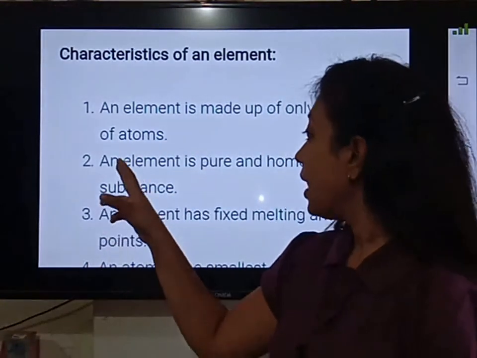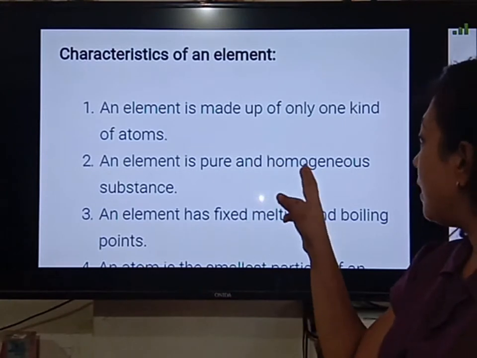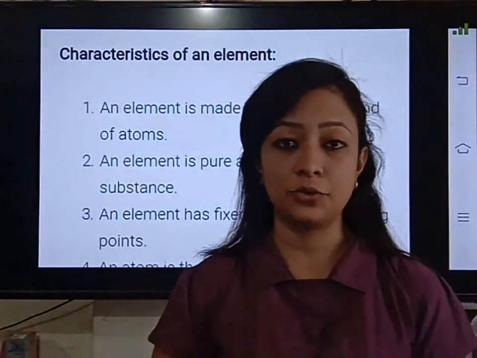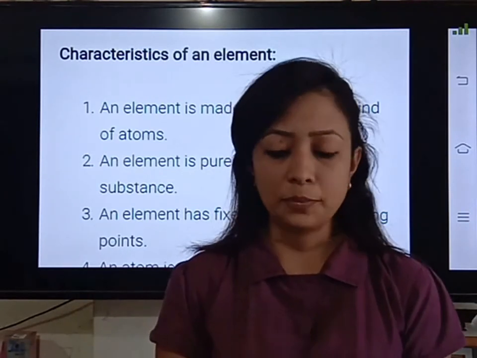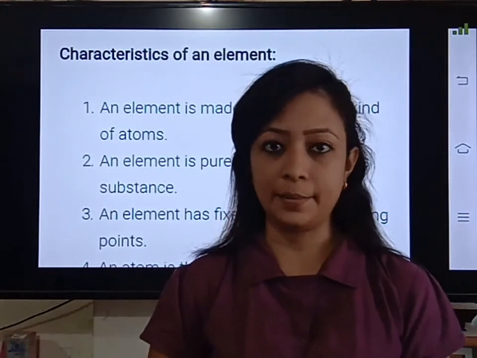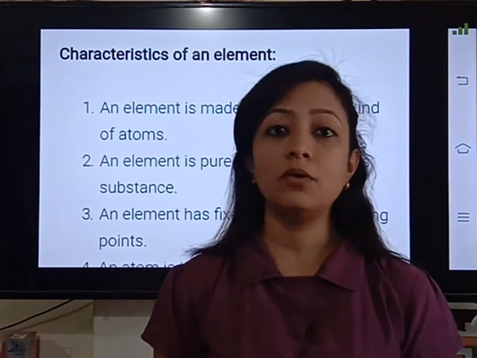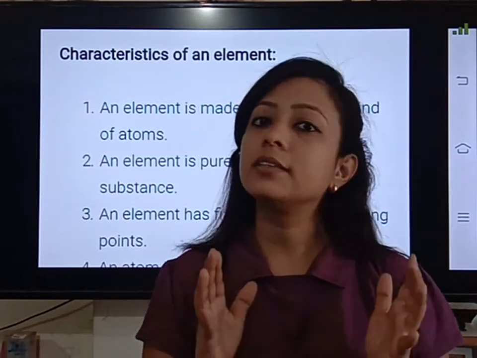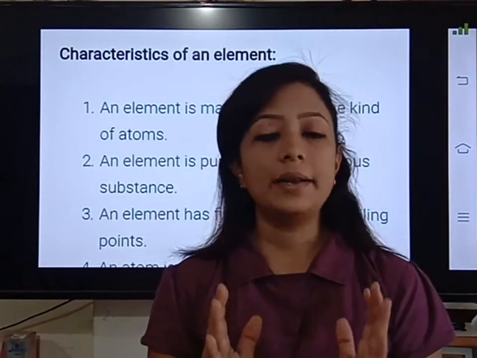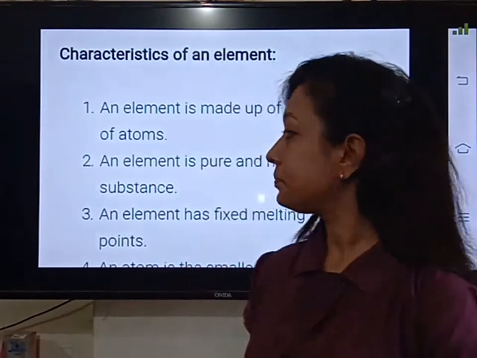Okay, second is, an element is a pure and homogeneous substance. As I told you, an element is a pure substance. For example, I am talking about the hydrogen element. It means I am talking about the hydrogen atom. So that hydrogen atom is nothing but a pure and homogeneous substance.